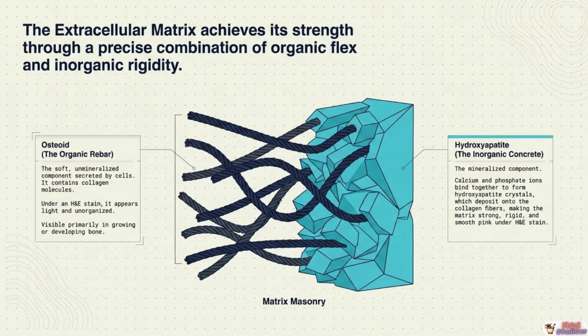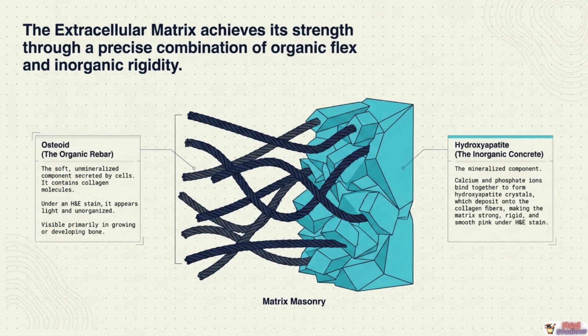And the key to understanding this lies in a precise two-component system that the slide beautifully illustrates as matrix masonry. The first component is the osteoid, the organic framework of the matrix. Think of it as the rebar inside reinforced concrete. Osteoid consists primarily of type 1 collagen fibers, long, rope-like protein chains with enormous tensile strength. These collagen fibers give bone its flexibility and its ability to resist being pulled apart under tension. In addition to collagen, osteoid contains non-collagenous proteins, including osteocalcin, osteopontin, and fibronectin, which regulate mineralization and cell adhesion.